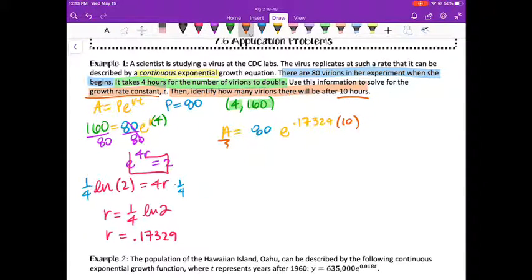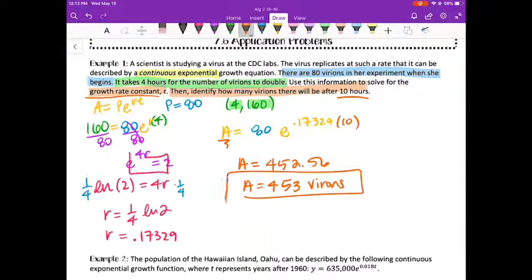We can plug this straight into our calculator and make it do all the work for us. And we find that our final answer is 452.56-ish. But if we're talking number of virions, we can't have like 0.56 of a virus. So we would round up to the nearest whole number, 453 virions after 10 hours.